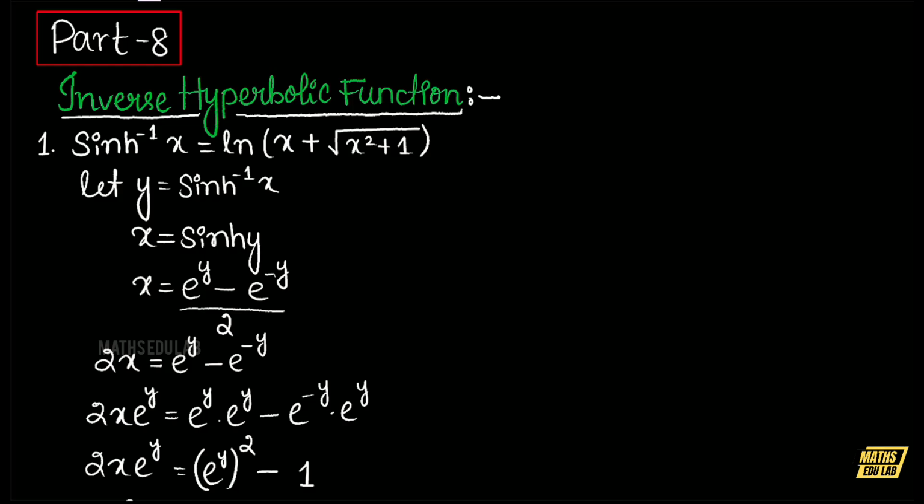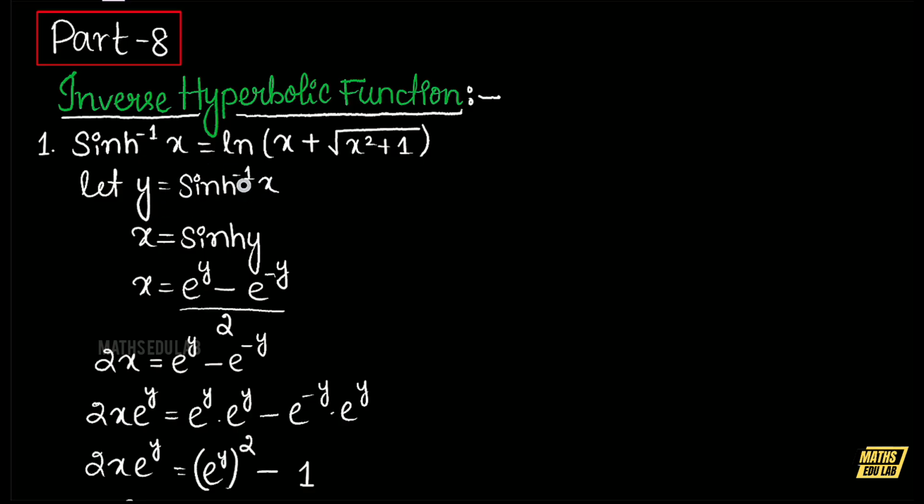So the first formula is sinh inverse x, which equals ln(x plus root over x square plus 1). So this is the formula. With the help of sinh inverse x, we will prove the right hand side value. That means we have to get the value of the right hand side, that is ln(x plus root over x square plus 1). So consider sinh inverse x as y.